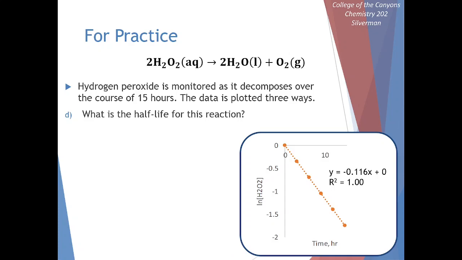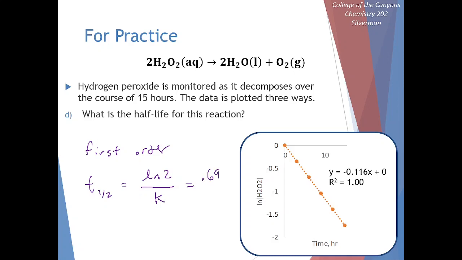Okay, let's wrap this up. Let's go back to our practice problem here. One last piece of it. We have that same reaction and the same graph. We want to decide what is the half-life for our reaction. Well, we said this was our first order reaction, and therefore the half-life is equal to the ln of 2 divided by our rate constant k.